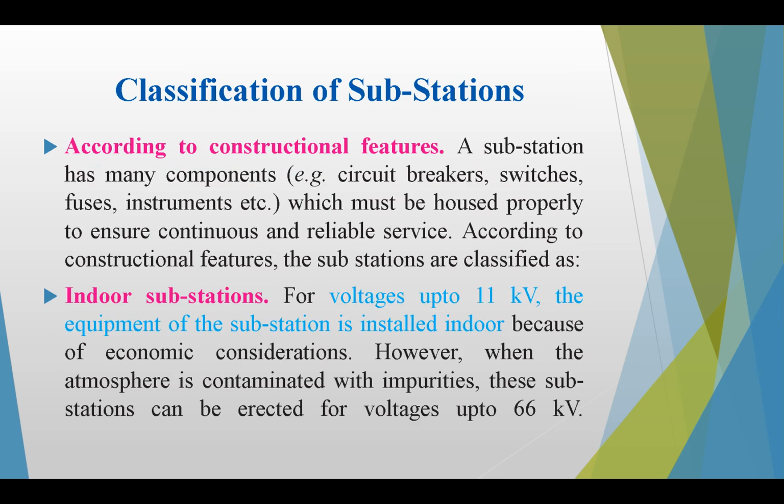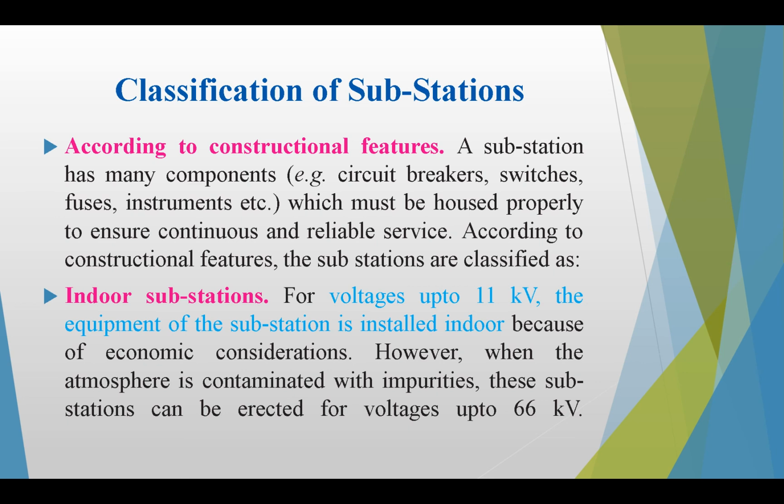The second one is according to the constructional feature. Classification of substation according to the constructional feature. So a substation has many components. We know that in a substation we have a circuit breaker, switches, instrument relays, instrument transformers, etc., which must be housed properly to ensure continuous and reliable services. According to the constructional feature, the substations are classified as follows.